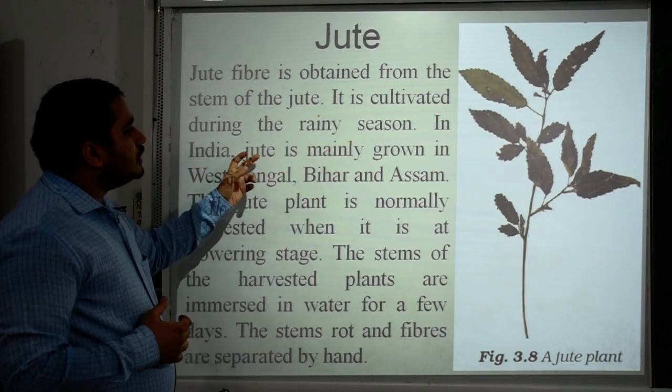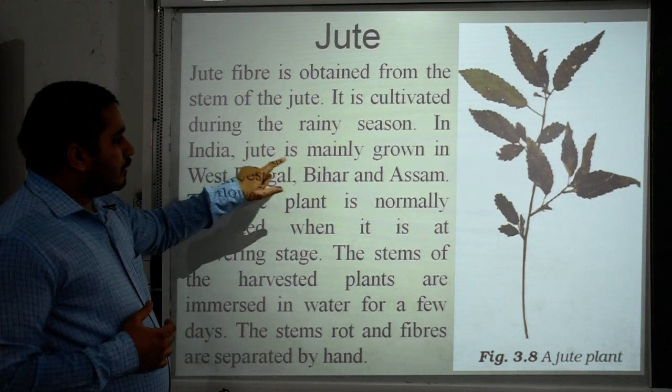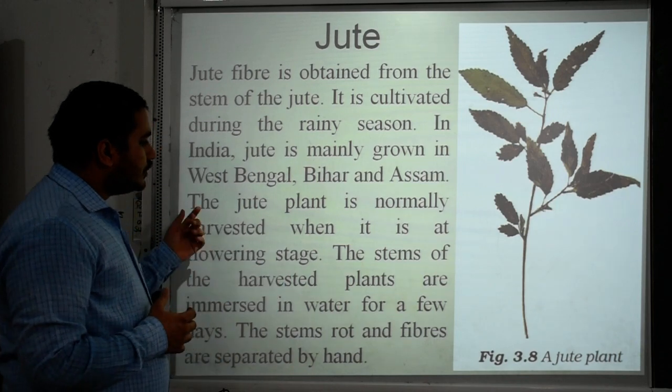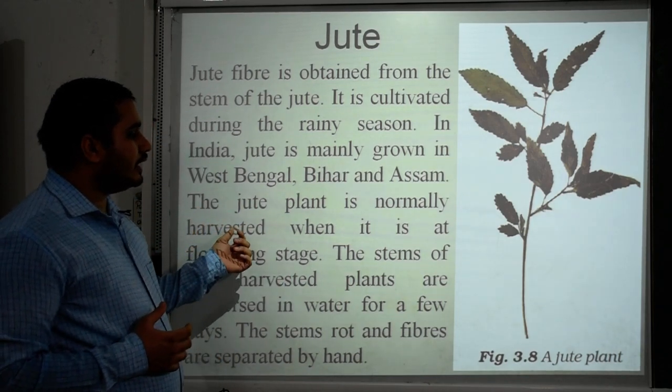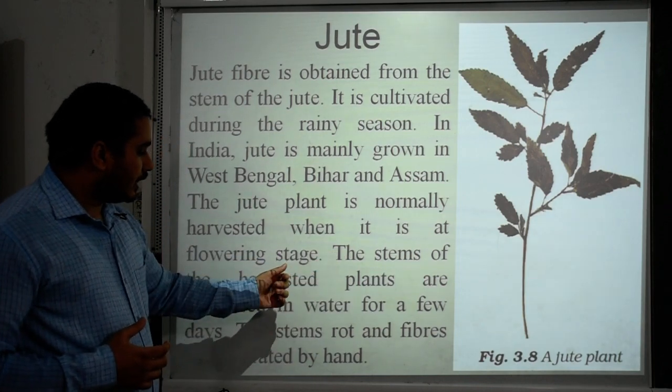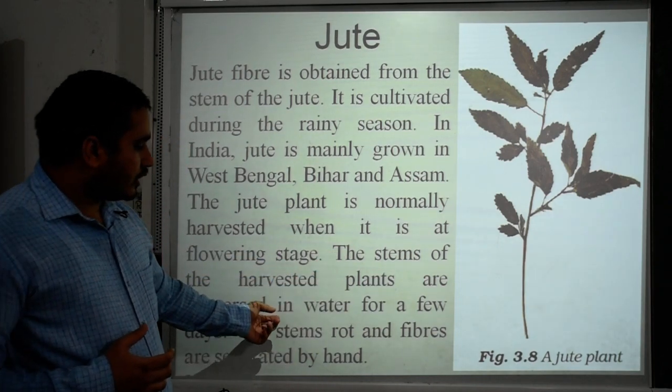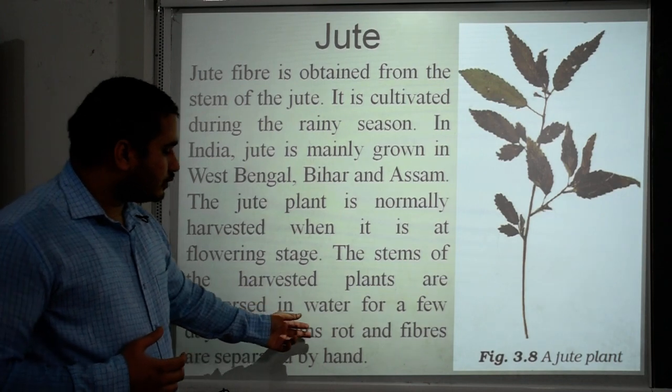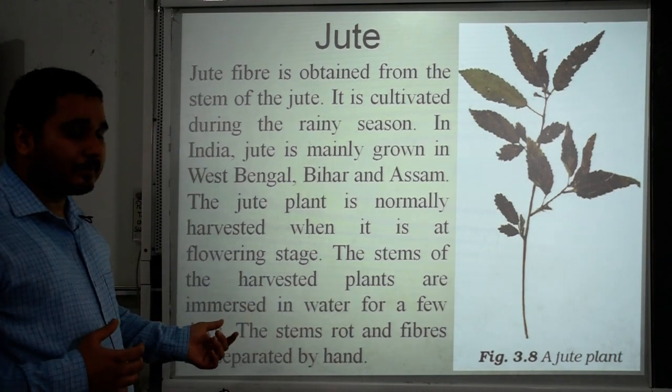In India, jute is mainly grown in West Bengal, Bihar and Assam. The jute plant is normally harvested when it is at the flowering stage. The stems of the harvested plants are immersed in water for a few days. The stems, roots and fibers are then separated by hand.